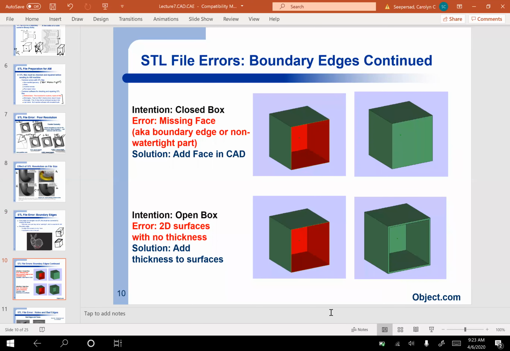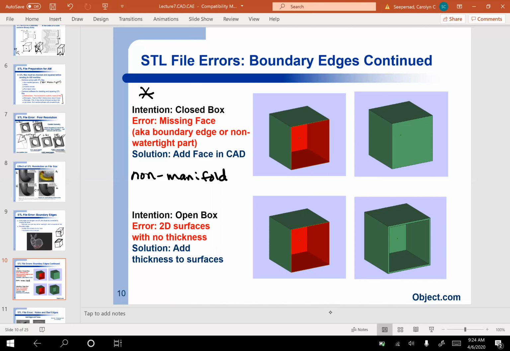Here's another way to look at those. So here's a box where the front face, the one that's closest to us, is missing, right? If your intention here on the top was to build a closed box, right, a three-dimensional box of material, the error here is the missing face on the front. And that's another example of a boundary edge, or what we call non-watertight. It can also sometimes be called non-manifold. That's a term that's borrowed from computational geometry, which means it's not watertight.